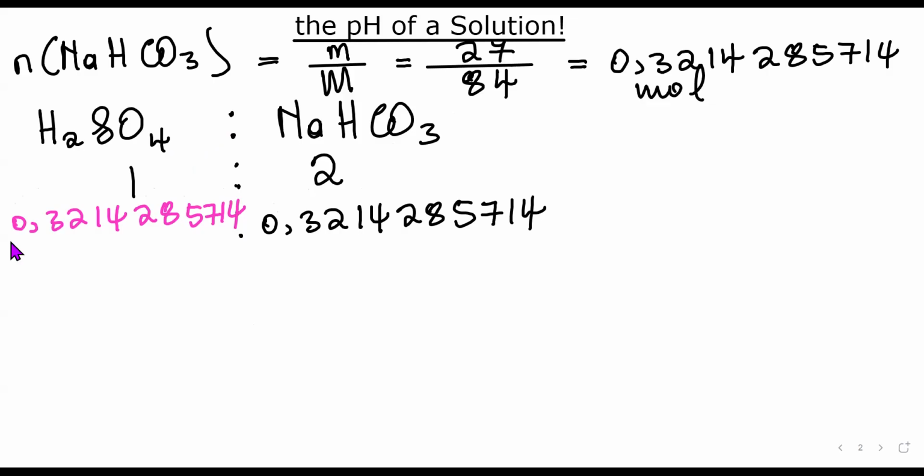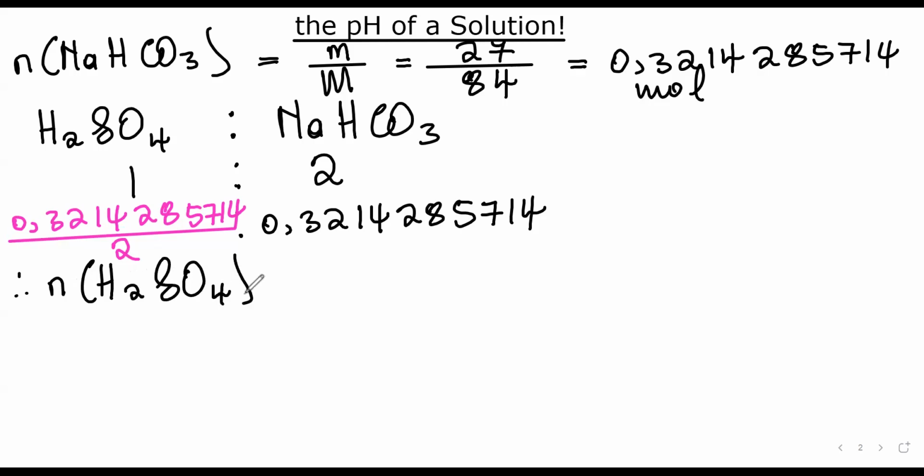So I just divide this by 2. That's what I need. So then this means that the number of moles of the acid will simply be 0.16071 4285.7.